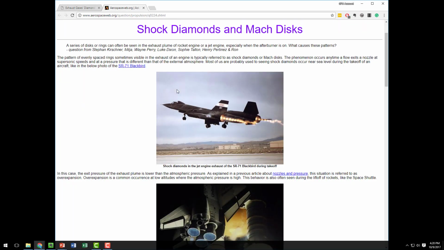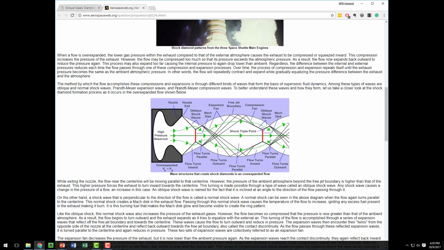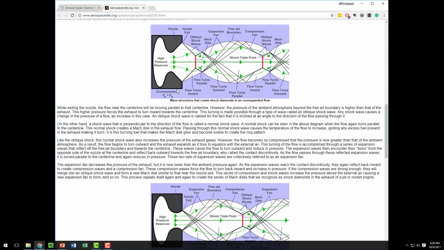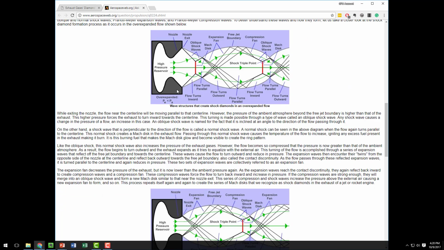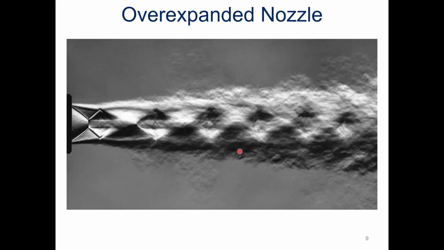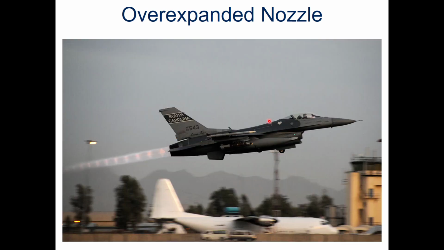So this website also shows basically the same picture of the SR-71, but gives some other explanation as well. So that's the other link on the slide. I'll put links to both these websites in the description. So again, here's the overexpanded nozzle. This one's kind of a zoomed in, wind tunnel type testing. So it looks like it's billowing, but it's staying relatively compact, right?